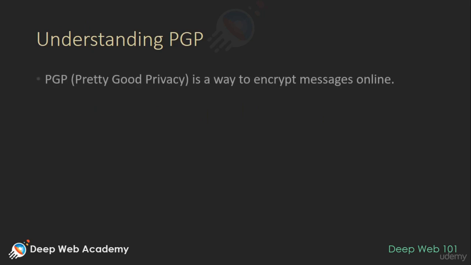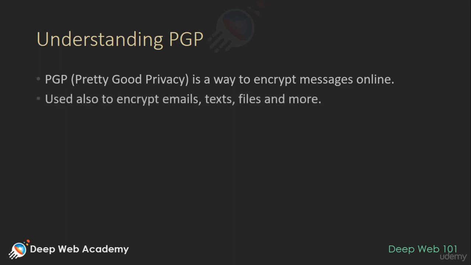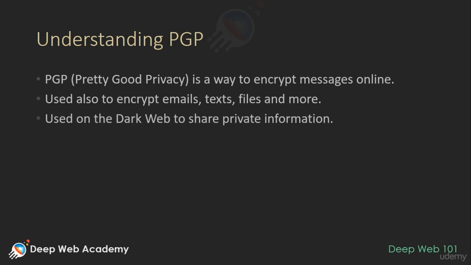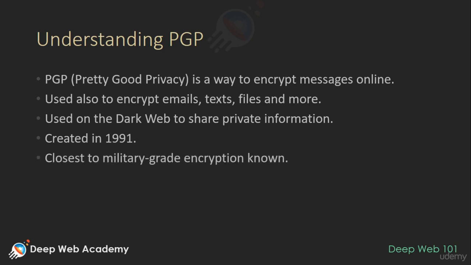Now, PGP stands for pretty good privacy, and it is a way to encrypt messages online. It's not used only for messages though. PGP can also be used to encrypt emails, text, files, and pretty much anything else that can be sent over the internet. It is the main tool used to encrypt messages and files over the dark web, and it was first created in 1991 but since has been perfected. And currently to the public, it is the closest known tool that can get you military grade encryption. You can't quite get to that military grade encryption because those are guarded secrets, but this is definitely a close second because no supercomputer in the world could break this encryption as long as you follow the steps accordingly.